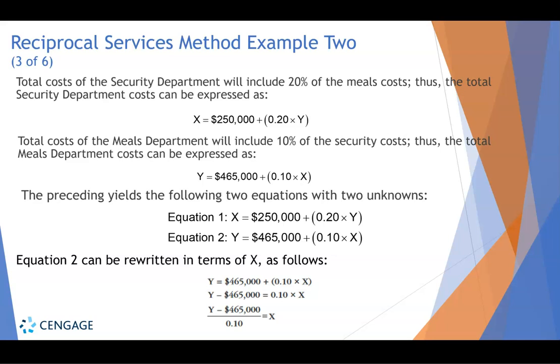So if we solve for Y, we would say $465,000 plus 10% of X, or Y minus the $465,000 equals 10% of X. If we divide both sides by 10%, Y minus 465,000 divided by 0.1 or 10% equals X.